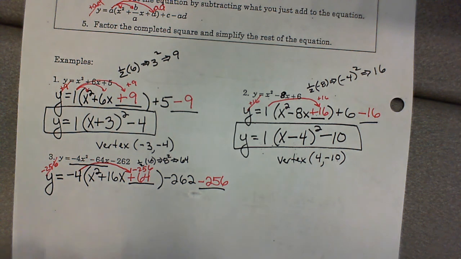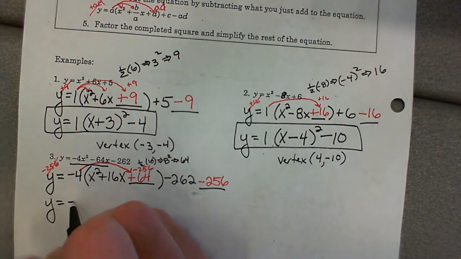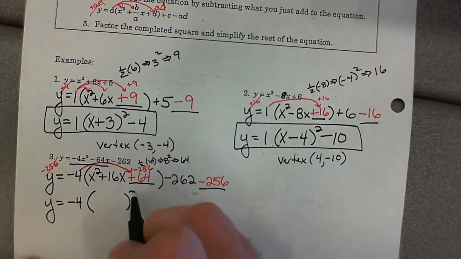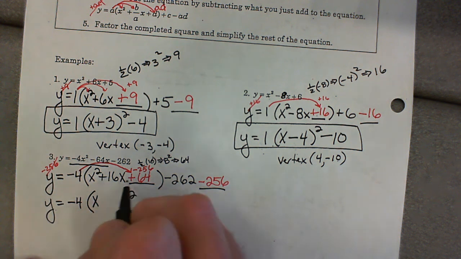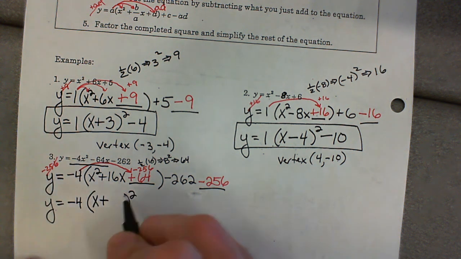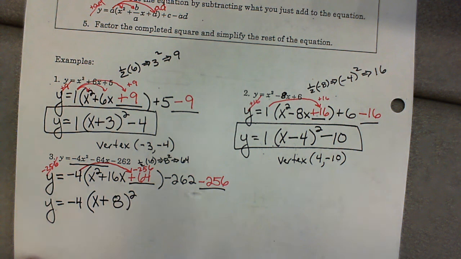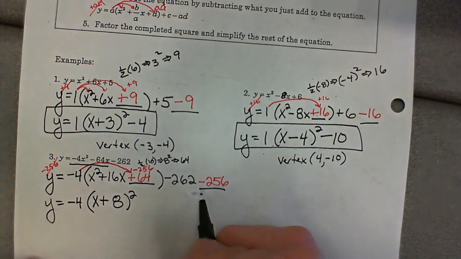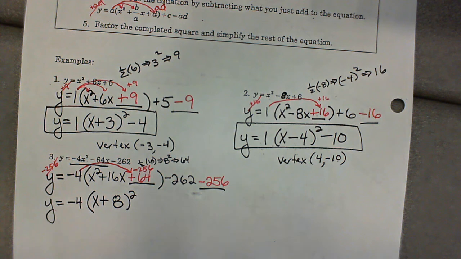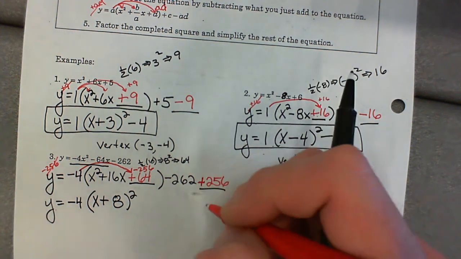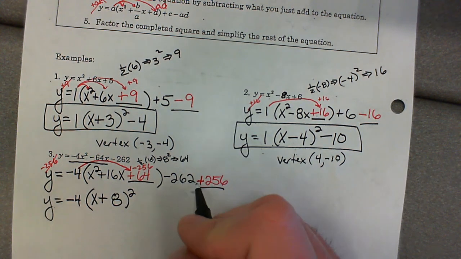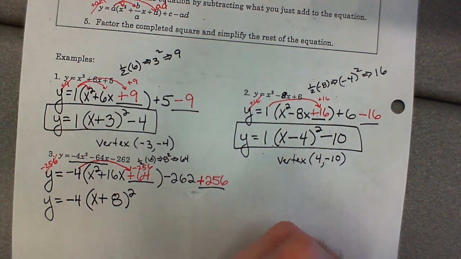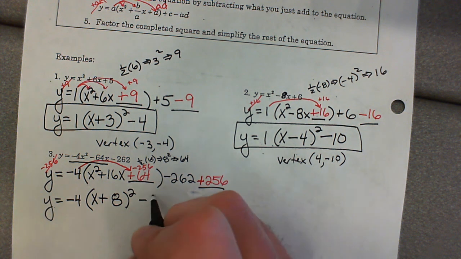The last step will always be easy. Y equals your A, which is negative 4. Now this factors extremely nicely. What times itself gets you x squared? It's just x. Since both sides are positive, this is plus. What times itself gets you 64? That's 8. And now negative 262. Oh, I have a mistake here. This should be plus. This should be plus 256 because it was minus on this side, so it should be plus on that side. So now when we add these together, negative 262 plus 256, this gets you negative 6.